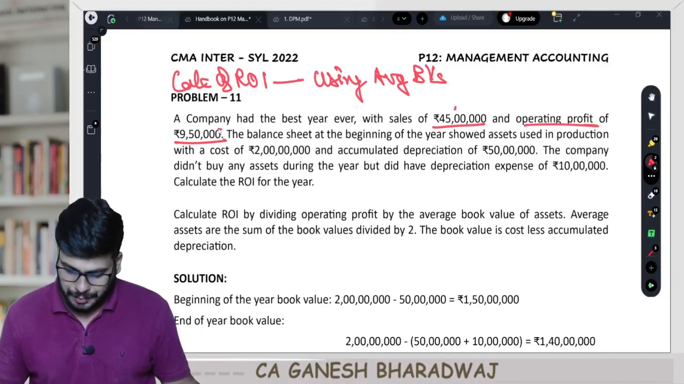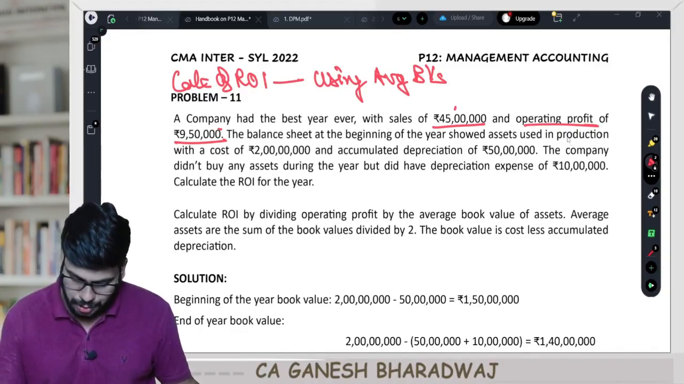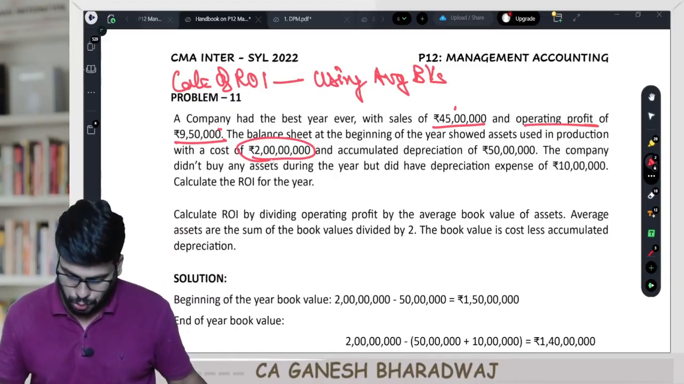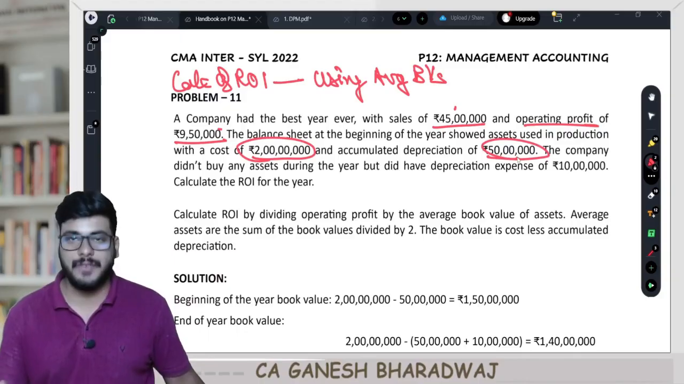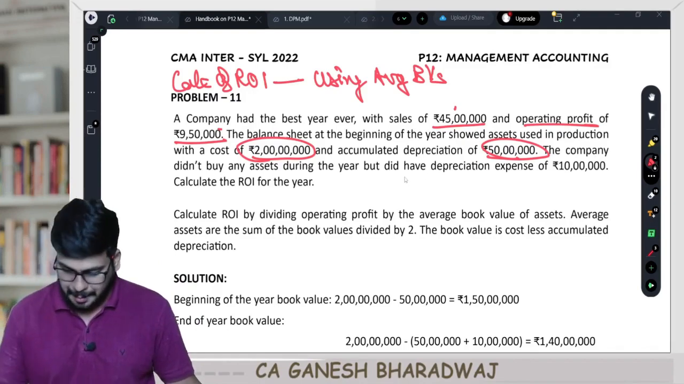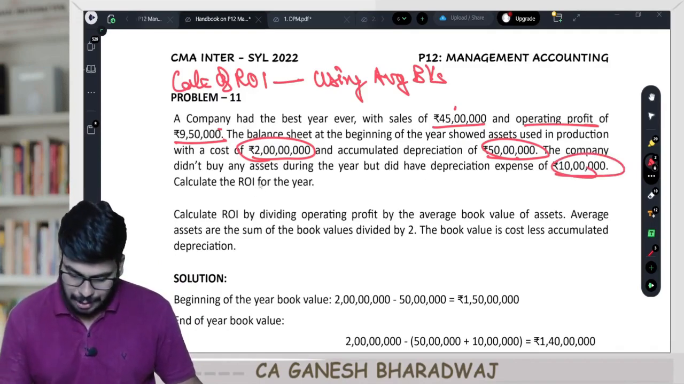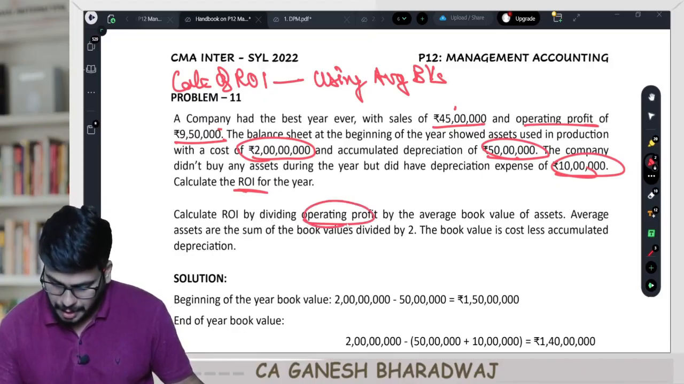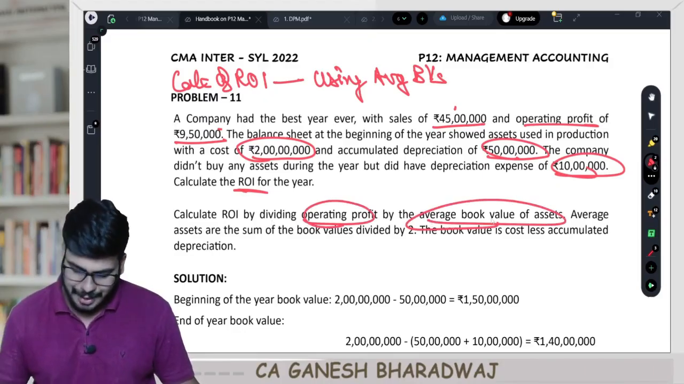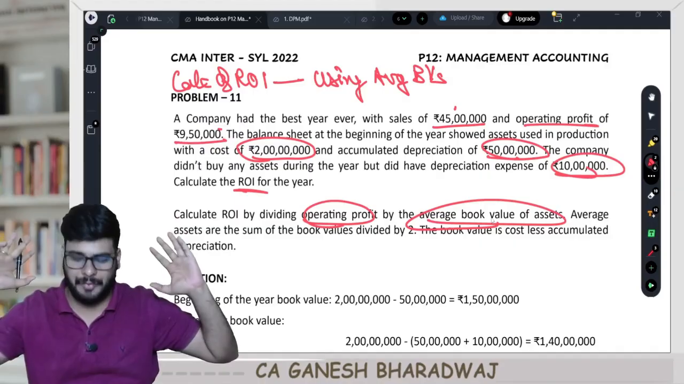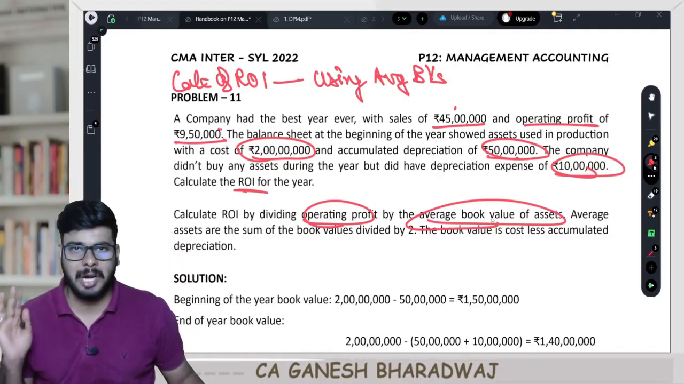The balance sheet at the beginning of the year showed the assets used in production with a cost of 2 crore. The opening balance sheet showed that the total assets was 2 crores. Accumulated depreciation was 50 lakhs, right? The company didn't buy any assets during the year, but did have a depreciation expense of 10 lakh for the year. Calculate the return on investment for the year, right? So what they have given also is to calculate the ROI by dividing the operating profit by the average book value of the assets. Average book value is nothing but opening plus closing by 2. Now first, what is the opening value of assets? So guys, this is simple accounting, right?